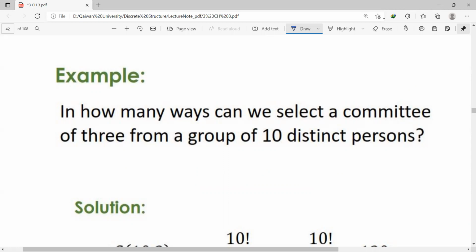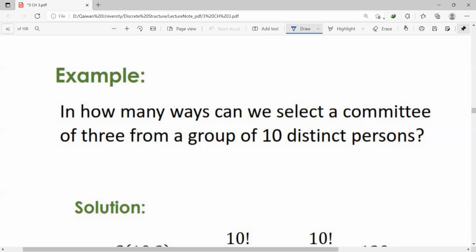That means here ordering is not important. So in this case, do we use permutation or combination? Which one? We use combination. Here, in this case, we use combination because ordering is not important. It's not mentioned to choose a chairperson, secretary, or anyone else. It's only said to choose 3 from 10.